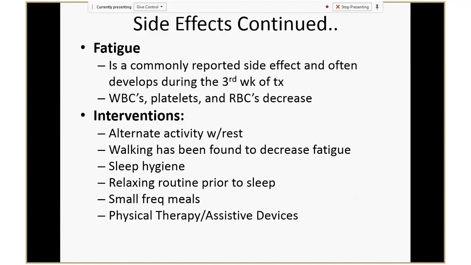If they are still working, this might be very difficult, but they may have to take frequent naps as well. Small, frequent meals: if they are able to eat, let them eat, because they're going to eventually lose weight. So the best thing to do is introduce high-calorie meals that have lots of protein, and then potentially they might need supplements as well. Physical therapy would be needed if, over time, they got so fatigued and weak that they needed assistive devices to get moving, and also just to get passive range of motion and active range of motion going.